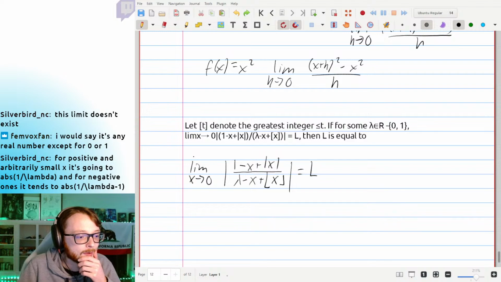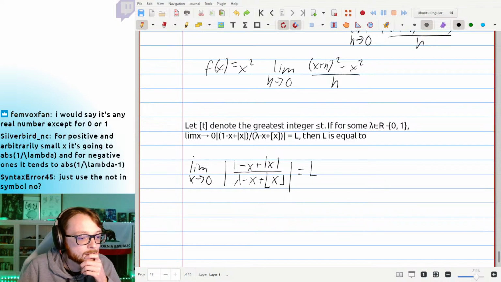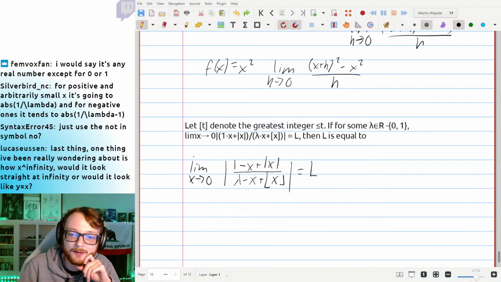For positive arbitrary small x, it's going to ABS 1 over lambda. For negative ones, it tends to ABS 1 over lambda minus 1. Not in? I don't know. I think this is the best way to put it. I think not in would be weird.